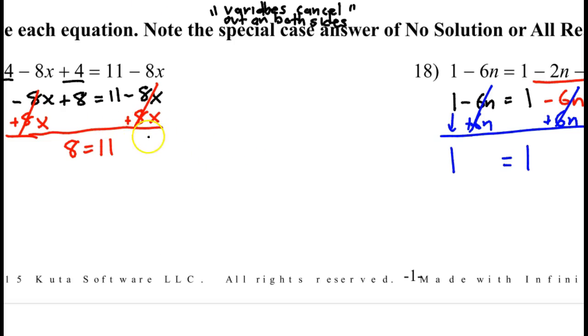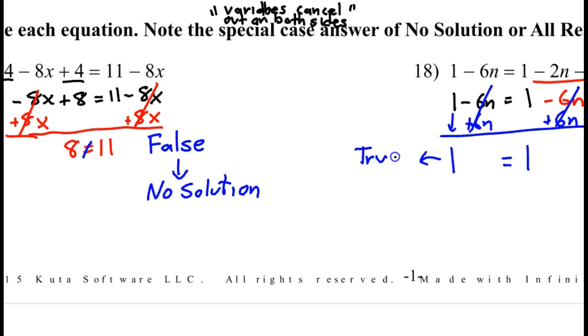So this is very important. Do not say if the number is the same, then it's all reals. If the number is different, then it's no solution. Do not use that. Okay? Use this. If it's a false statement, then it's no solution. Meaning 8 does not equal 11. It's false. And over here, 1 does equal 1. So that's true. And that means all real. This is what you want to use, and I'll show you why right now.